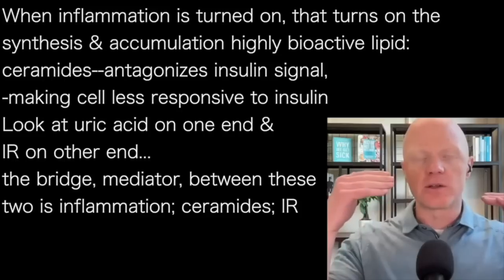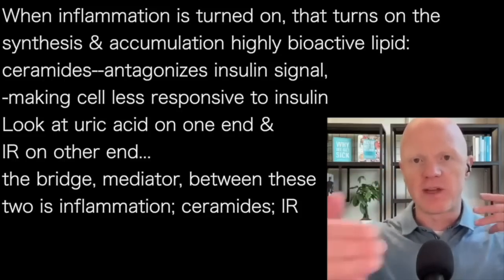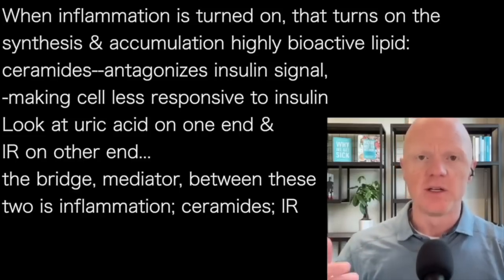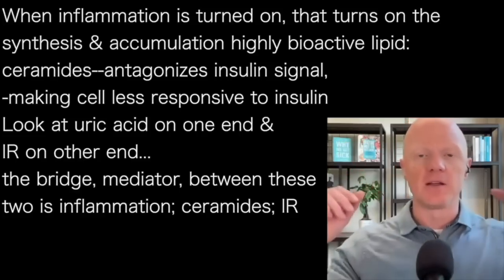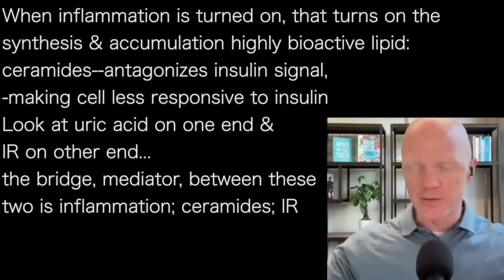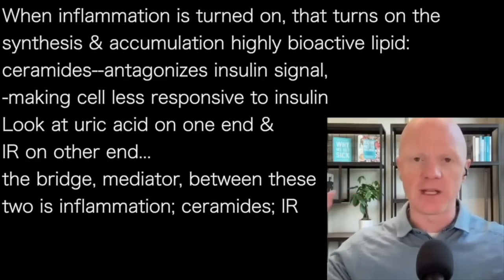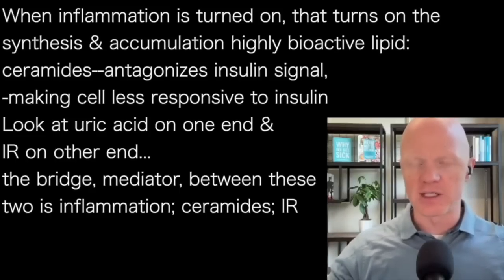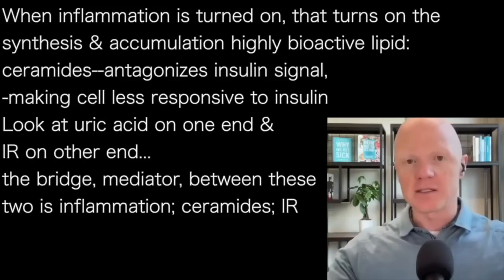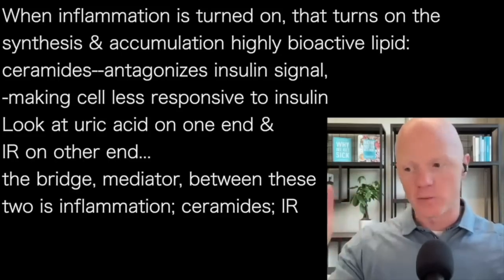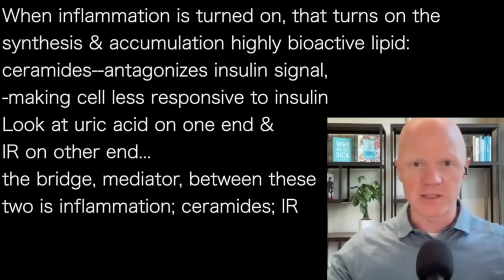So if you were to start imagining a sequence of events, which I like to do and like to teach as a professor, you could imagine if we're looking at uric acid on one end and then insulin resistance on the other, insulin resistance being the single most common health disorder worldwide and increasing the risk of virtually every chronic disease. So it is something worth focusing on. Then between the uric acid and the insulin resistance, the bridge, the great mediator, is inflammation. And then it would be ceramides, and then it would be insulin resistance.